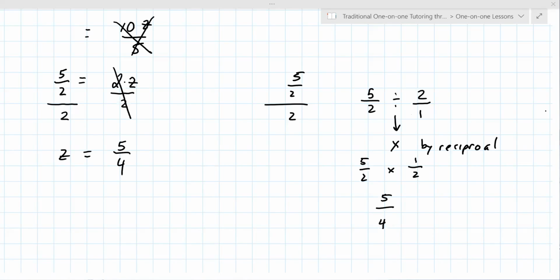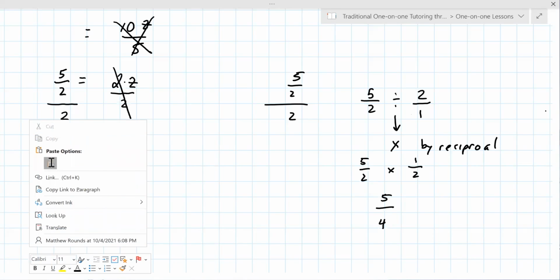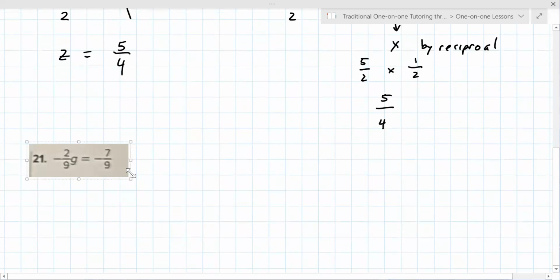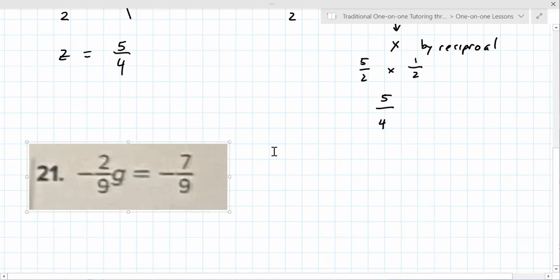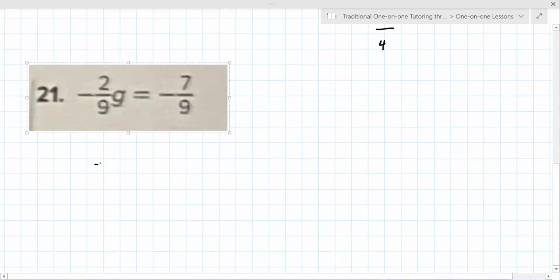So let me move to 21 and we'll come back to 20 because 21 is more like 19. That's how your book does this. There is an alternative way. And the alternative way here is to get rid of everything that you have here. Actually, let me rewrite this because I don't like the way this is written. -2 over 9 times g equals -7 over 9. What number do you multiply by to get rid of 9? 2. 9. Oh, 9, my bad, yeah.